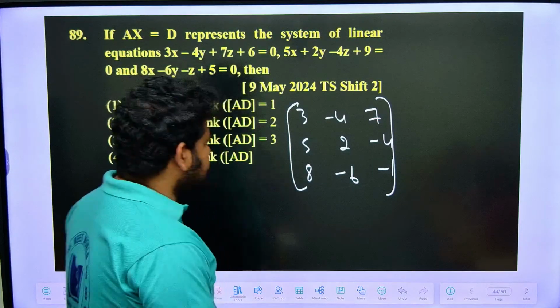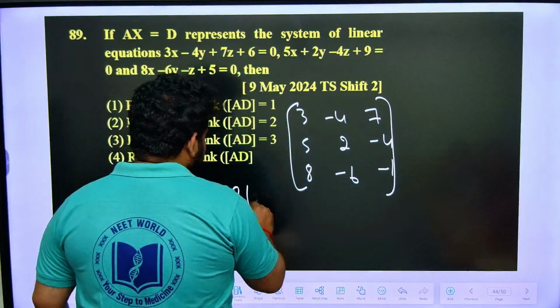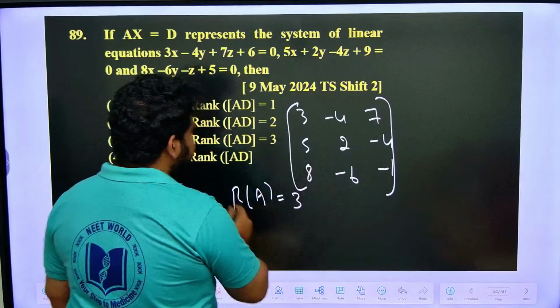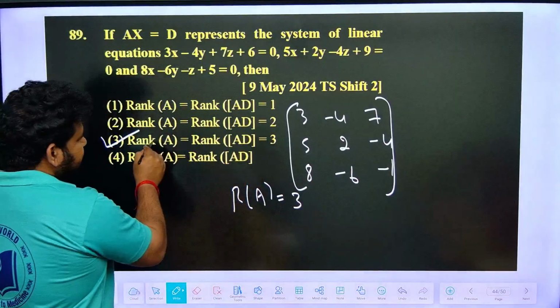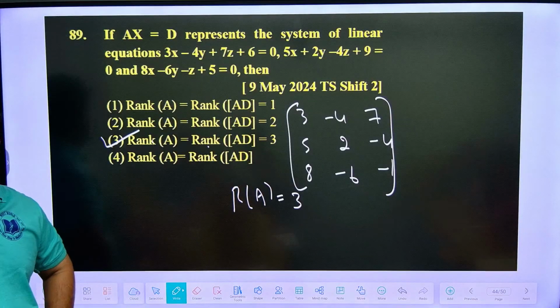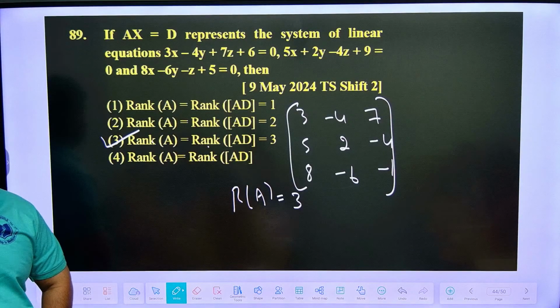Not equal to 0 means what? Rank of A will be equal to what? 3 cross 3 matrix means rank of A will be equal to 3. So that will be equal to rank of AD. Rank of A is equal to rank of AD is equal to 3, only option 3. That's all. Understood? Any doubt?